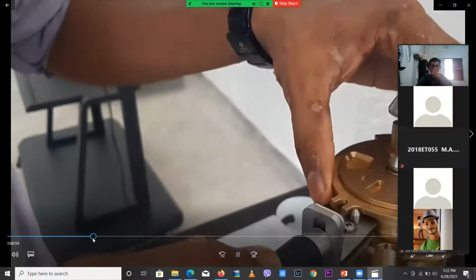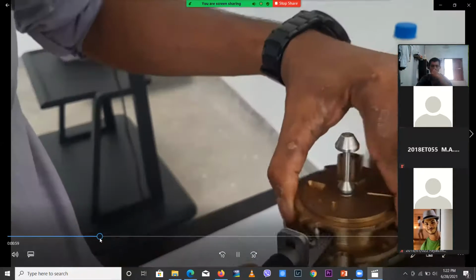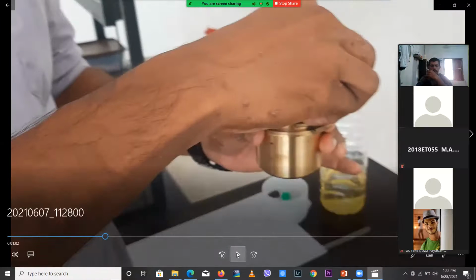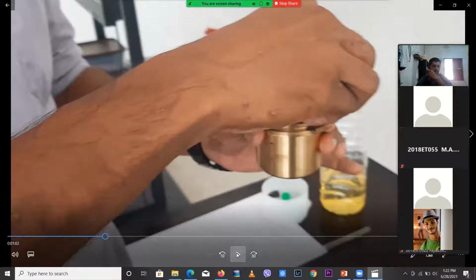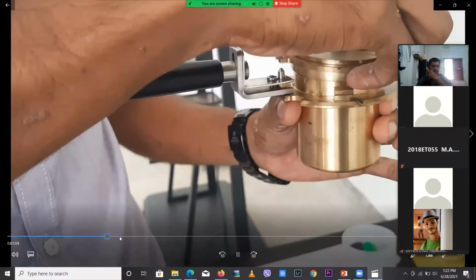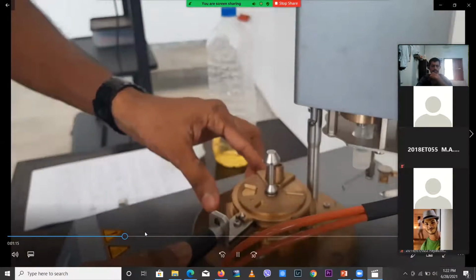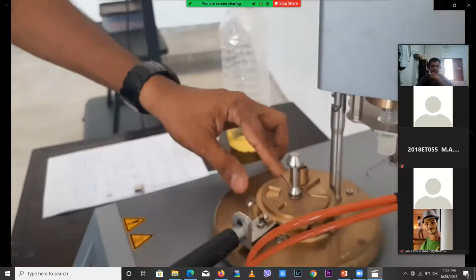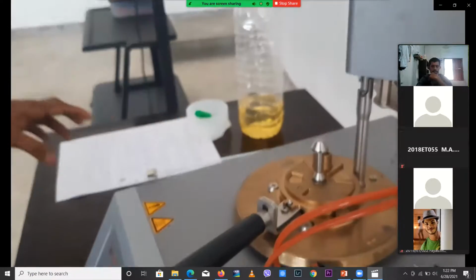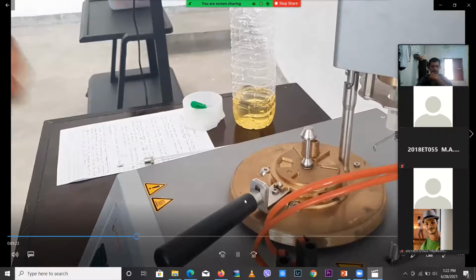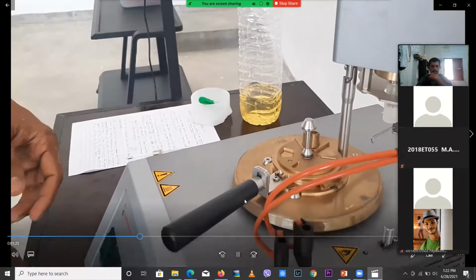The cup is not pure copper, though the conductivity is high enough. It is made of brass. Then we place it into the heat compartment, and right after placing this cup in this setup, we can start the procedure.